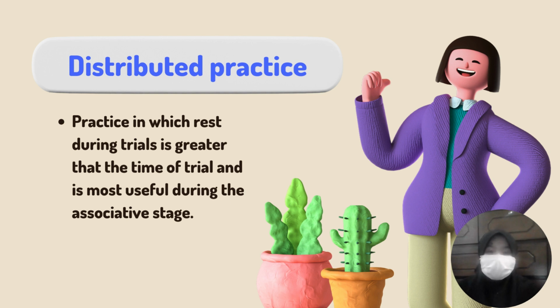Next, the second type of practice is distributed practice. Distributed practice is practice in which the rest during a trial is greater than the time of the trial, and it is most useful during the associative stage. So for example of distributed practice, a therapist or parent can ask a child to pick up a beanbag and place it on the floor.